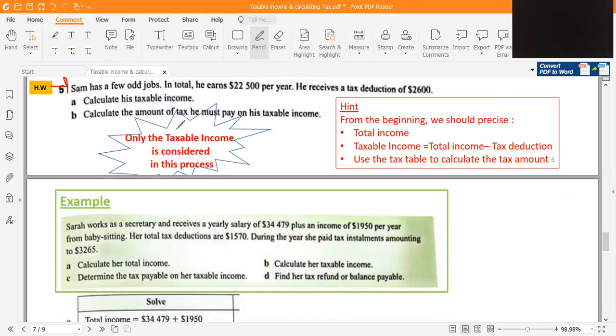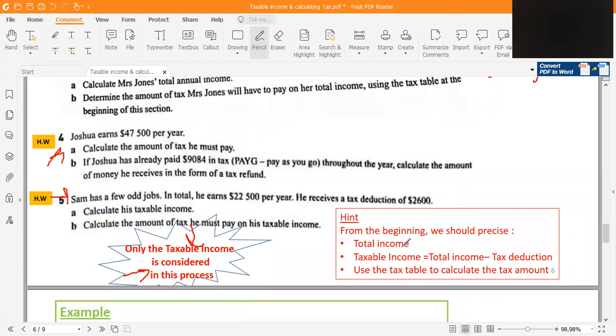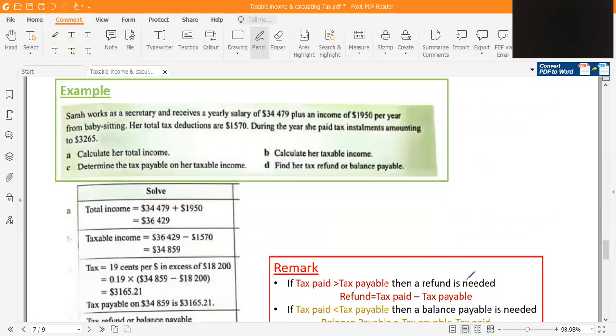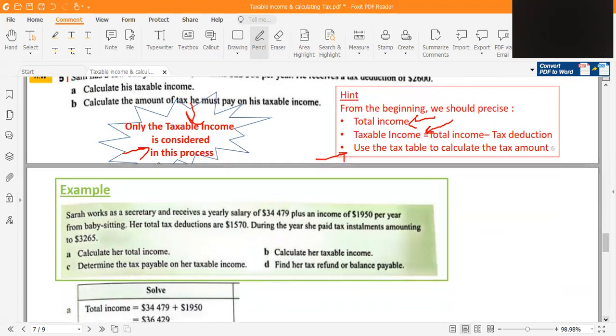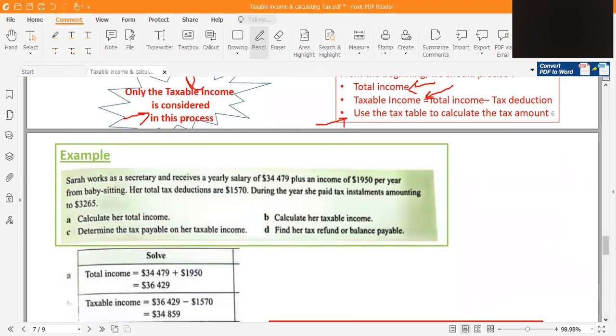We should know that only the taxable income is considered in this process, the process of tax calculation. So you can take this as a hint from the beginning. We should first determine total income and taxable income, and we use taxable income. We locate it using the tax table to calculate the tax amount. So it is very easy to follow and adopt these steps to calculate the payable tax.